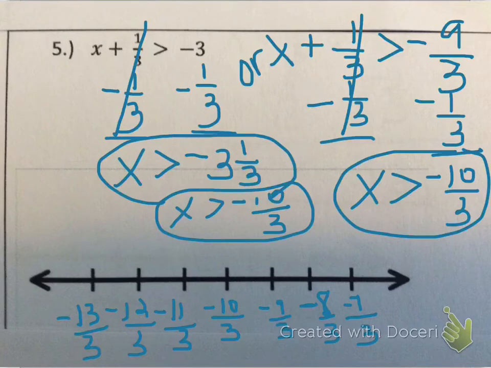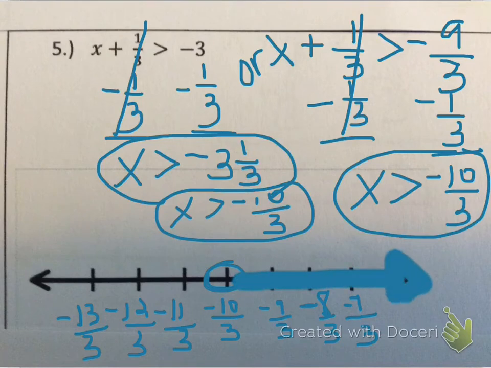Okay, and x is greater than negative 10/3, so that is an open circle. It's everything that is greater than negative 10/3. So it's going to be all of the numbers to the right, greater than negative 10/3.